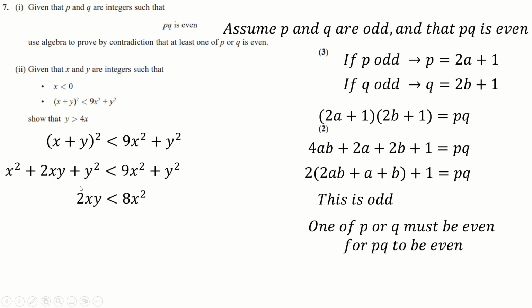This cancels, and then take away short. Now, x is less than 0. So if you divide both sides by x here, this sign is actually going to flip over.